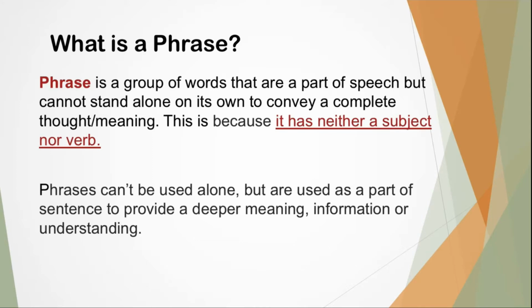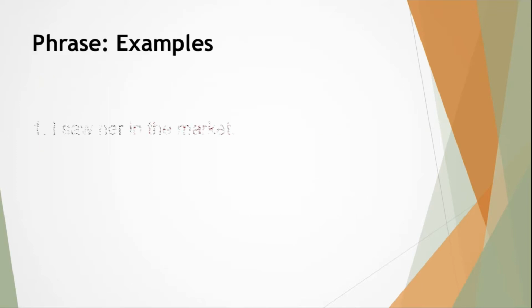What is the reason for this? It is because a phrase does not have a subject or a verb. So phrases cannot be used alone, but they are used as a part of sentence to provide a deeper meaning, information or understanding. Okay, so we will understand this with the help of a few examples.